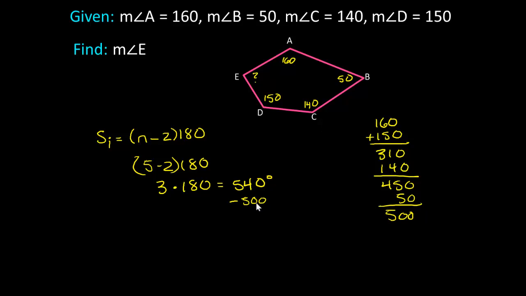We'll subtract that, and that'll tell us that the measure of angle E is 40. Okay? So, simple basic math. This really isn't that difficult as long as you remember these formulas. If you don't remember them, you might be a little bit hard pressed, and some of this stuff might be a little bit difficult for you. Okay?